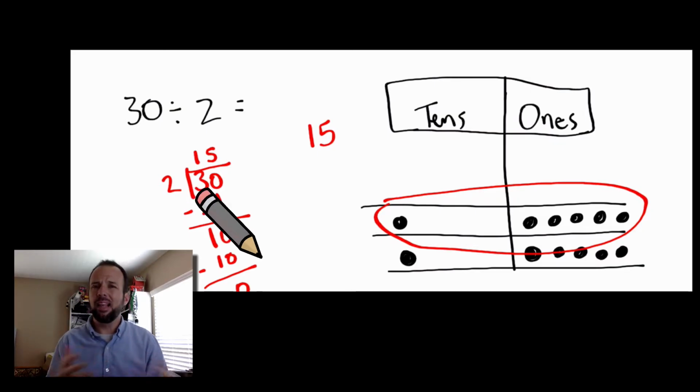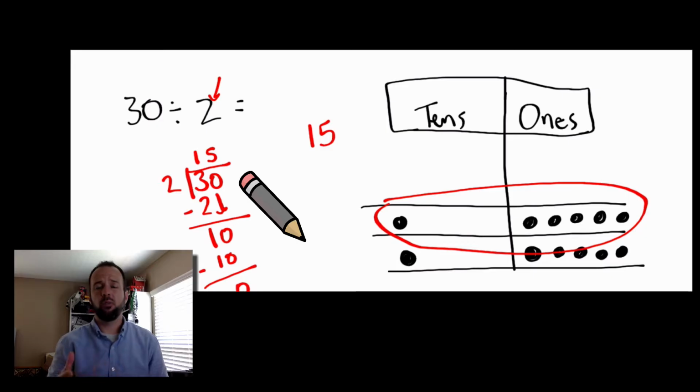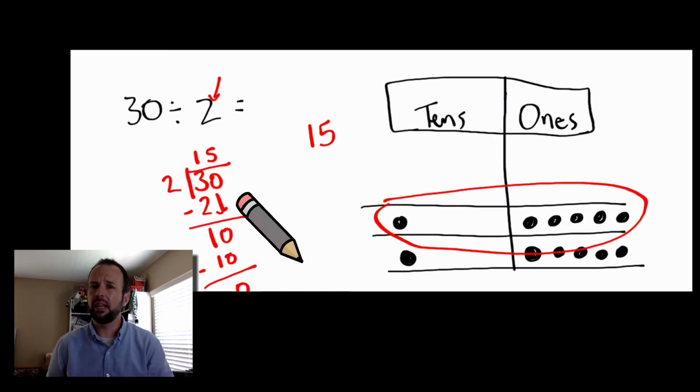So that's how we can tie it back to the standard algorithm a bit. We're able to model breaking down those tens into ones to be able to keep dividing, right? We can't be left with a remainder of 10. We can't ever be left with a remainder that's bigger than the number that we're dividing by. So when that happens, we have to break it down to keep going to the next step, okay? Let's take a look at another example, see if we can bring this all home a bit.